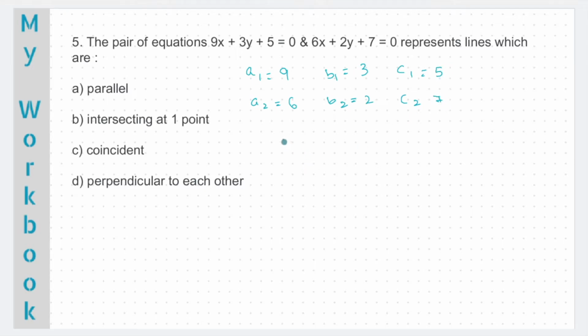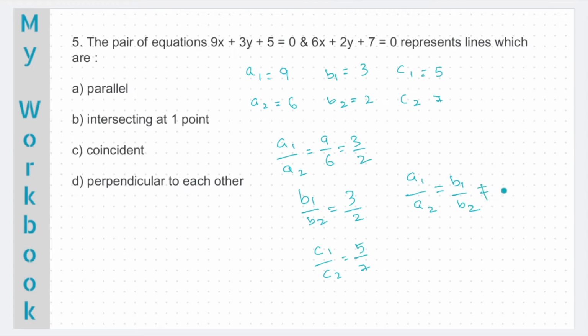Now we see that a1 by a2 is 9 by 6, which is 3 by 2. b1 by b2 is equal to 3 by 2. c1 by c2 is equal to 5 by 7. So we can conclude that a1 by a2 is equal to b1 by b2 but not equal to c1 by c2. Such a relationship gives us parallel lines. So the correct option is parallel.